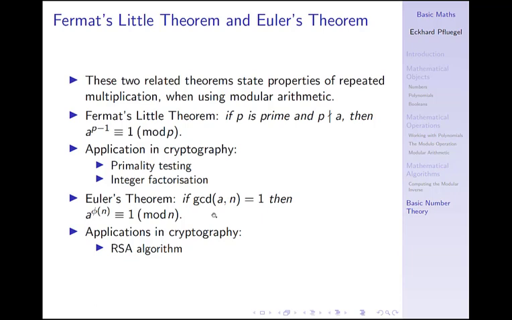So roughly what they say and why they might be useful for cryptography: these two related theorems are all about taking any number a and repeatedly raising it to the power 2, 3, 4, etc., so multiplying it with itself, and then wondering what the result might be when you're using modular arithmetic.